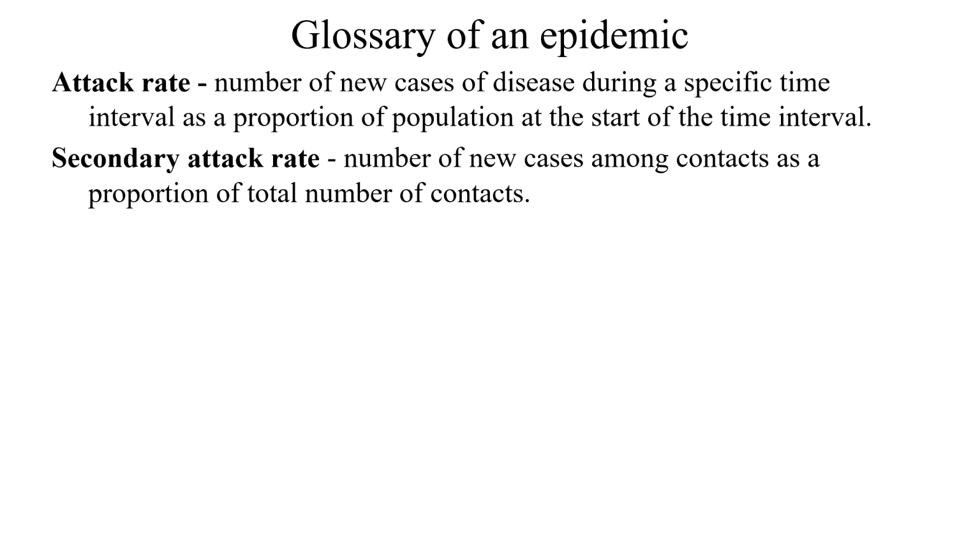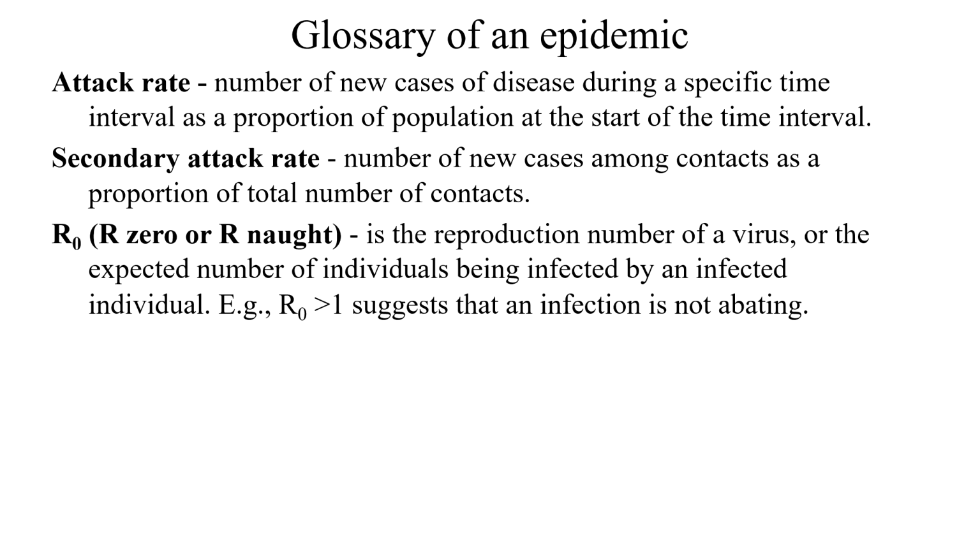The secondary attack rate is the number of new cases among contacts as a proportion of the total number of contacts. So the secondary attack rate is a concept that we use, for instance, in healthcare settings, in schools, even at home, where we have an individual that has developed a disease, and then we figure out how many of the people this individual had contact with actually developed the disease. And that is the secondary attack rate.